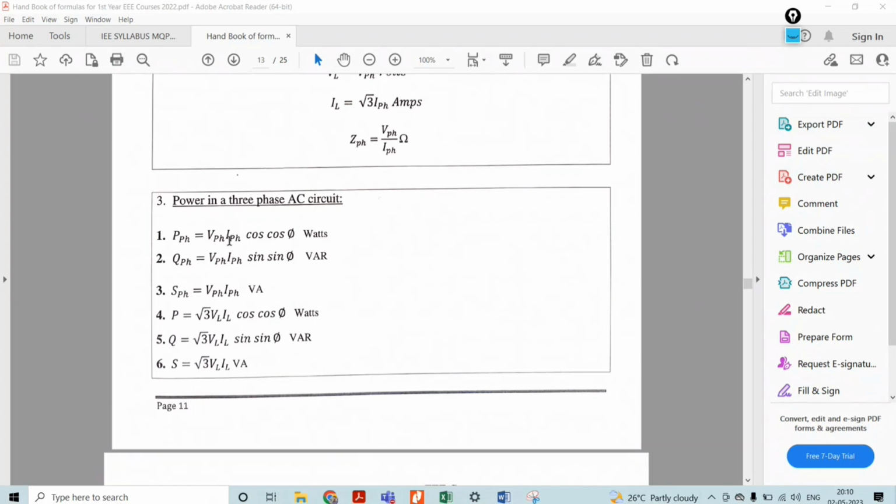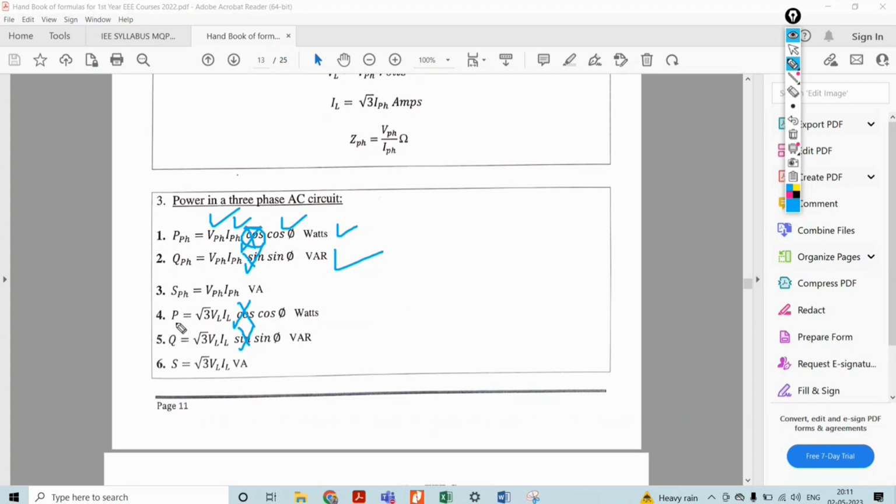Then with respect to three phase power, P phase is equal to V phase into I phase into cos phi. Not cos of cos phi, only cos phi. This mistake is there, don't write like this. Then Q phase is equal to V phase, I phase into sin phi. The active power will be in watts. Reactive power will be in terms of VAR. What is VAR? Reactive volt ampere. S phase is V phase into I phase, that is V into A, that is VA, volt ampere.